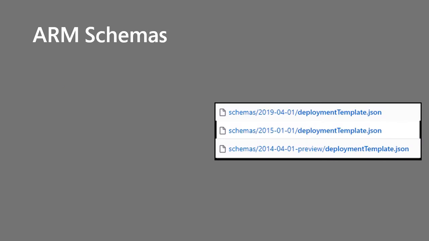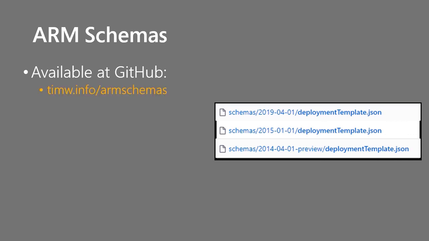The ARM schema, as I've mentioned, we flirted around with this concept a bit thus far. First of all, they're available at GitHub. There's a short link, timw.info/armschemas. I'll give you another link in just a moment. But the schema is a JSON document that fundamentally defines the allowed resources, resource types in your deployment.